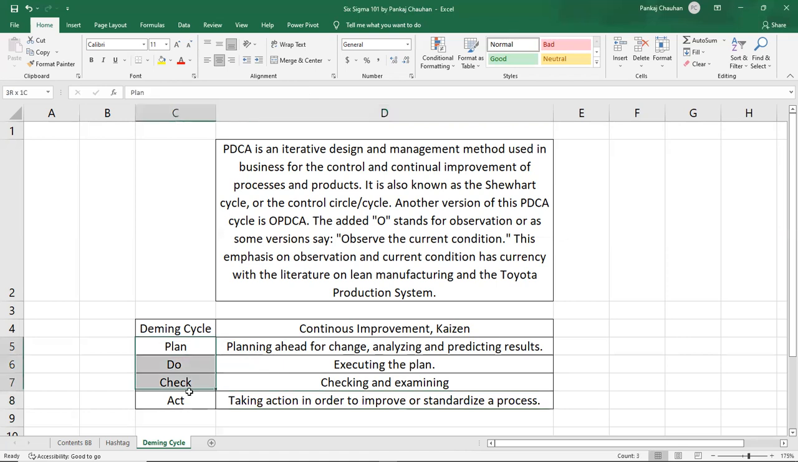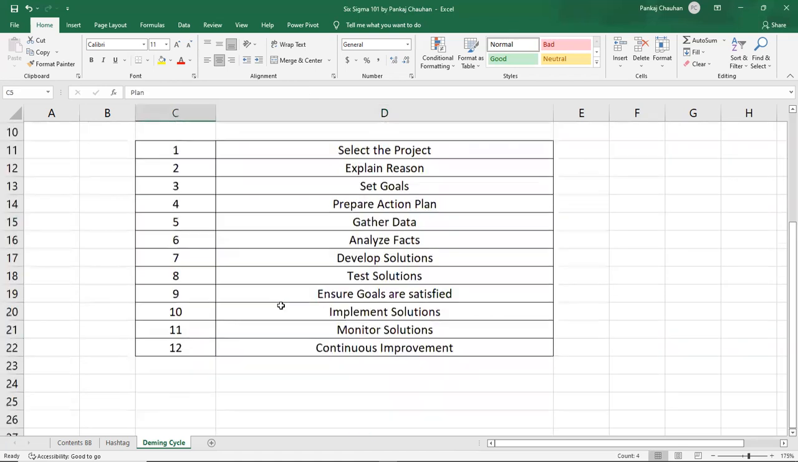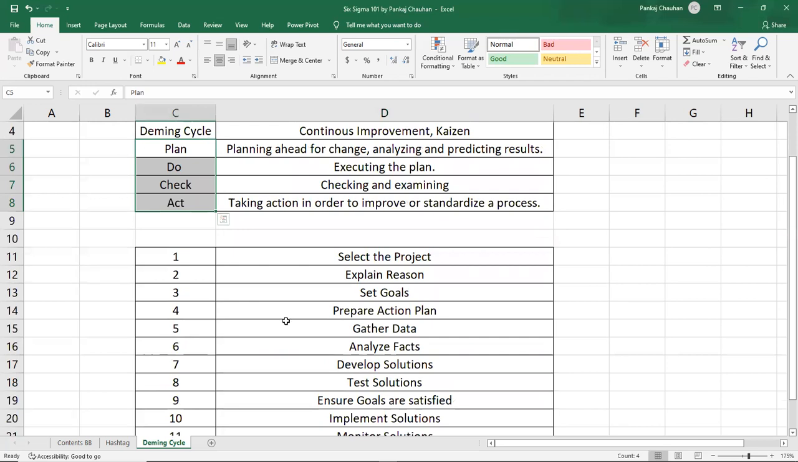When we go for the PDCA, it goes through a 12 step process. These 4 steps are further broken down into 12 steps. Number 1, first you need to observe, identify and select the project. Justify why you want to do the improvement, because every business needs a justification. There should be a business case. Justify why there is an improvement.